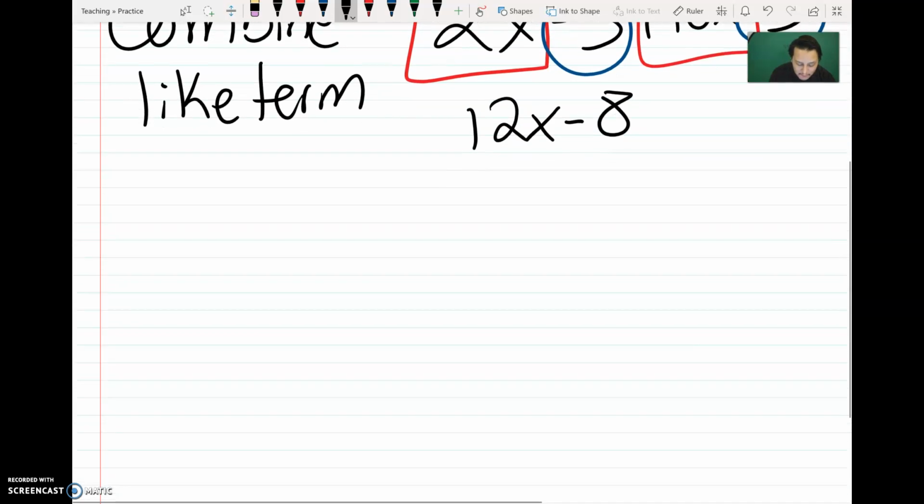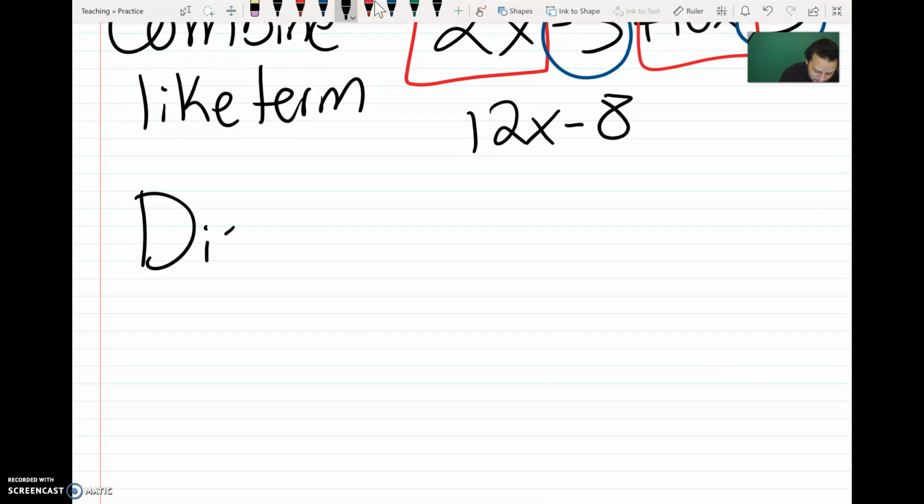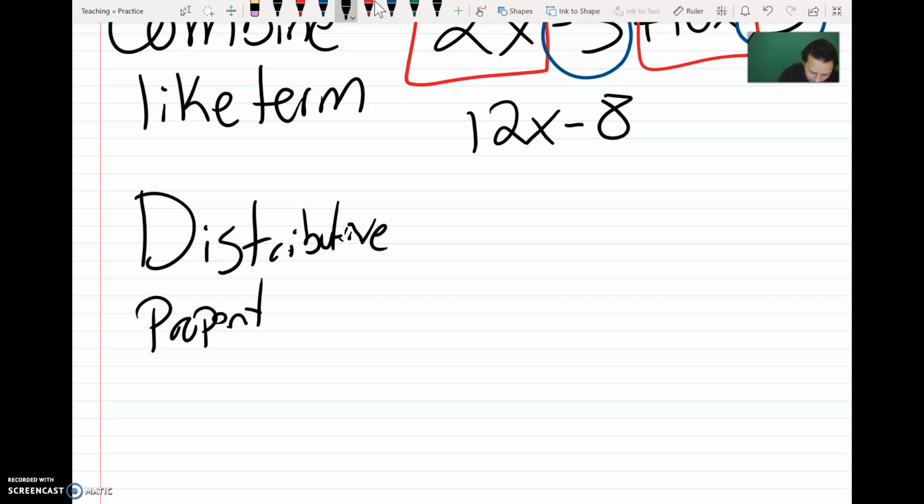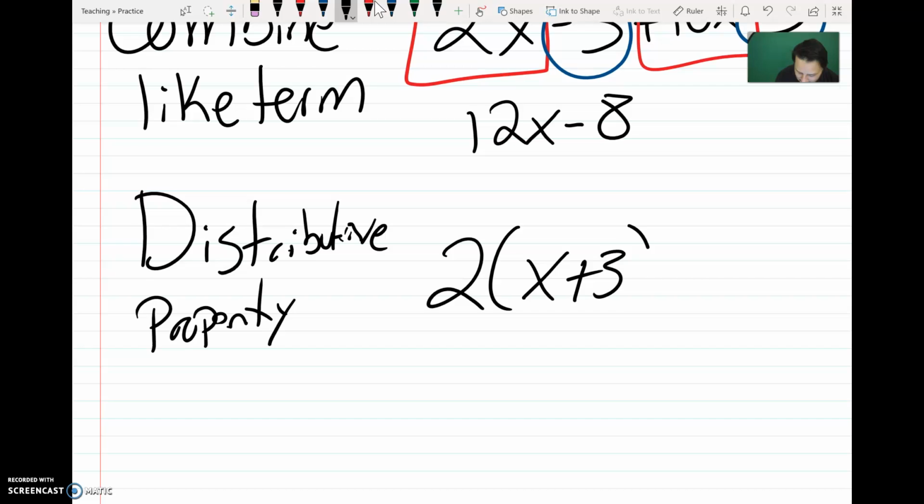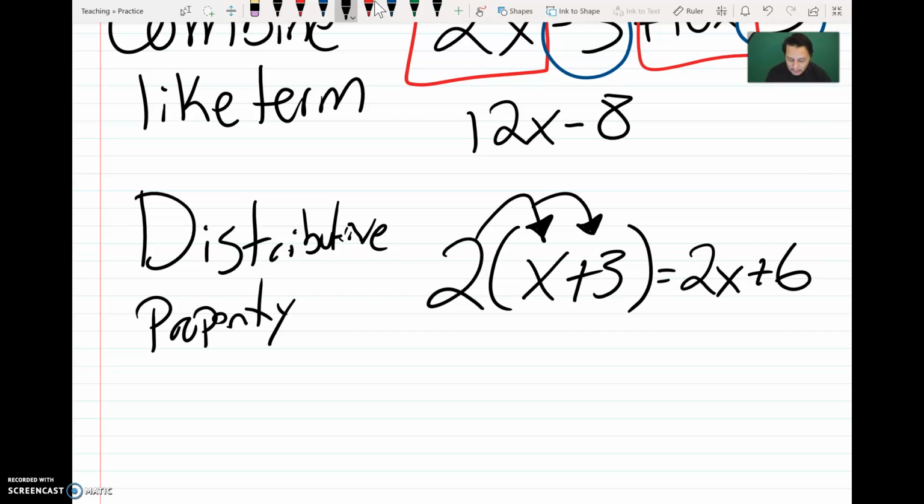The other thing that we reviewed today was distribution, or the distributive property. Okay? The distributive property says this: 2 times (x plus 3), right? This 2 that I have in front here, all you're doing is multiplying it times every single thing inside the parentheses. 2 times x is equal to 2x. 2 times 3 is equal to 6. That's it. That's all you do with the distributive property.